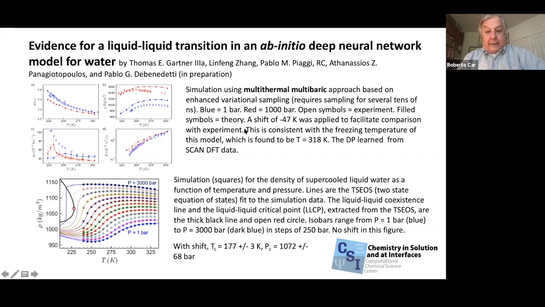That means that the functional is not perfect, but these are also purely classical simulations. Definitely, if we treated the nuclear coordinates quantum mechanically, that would reduce the amount of the shift. That is something that we plan to study in the near future. This is also consistent with the freezing temperature of this model, which we found independently to be about 318 Kelvin.